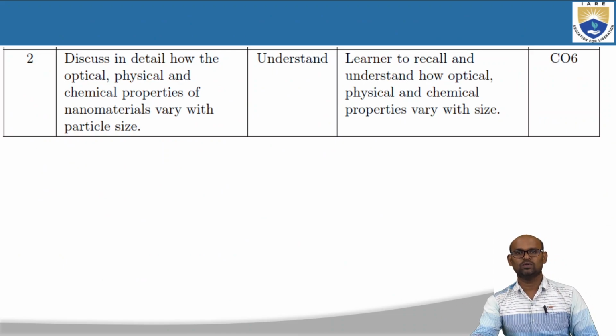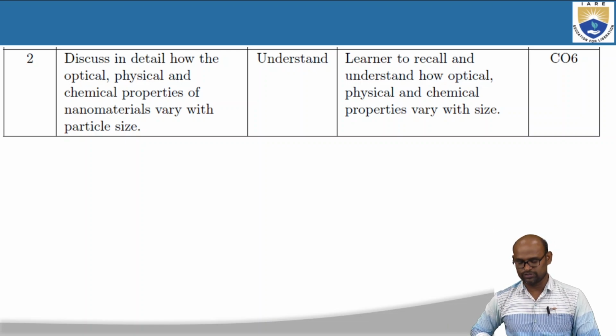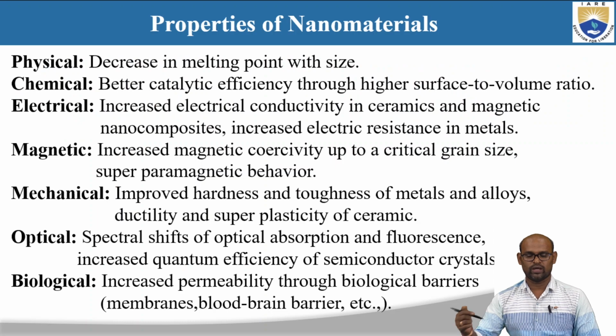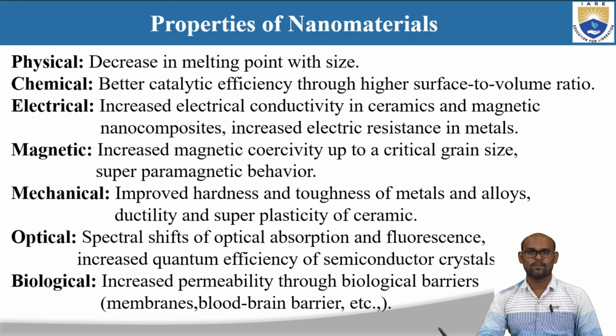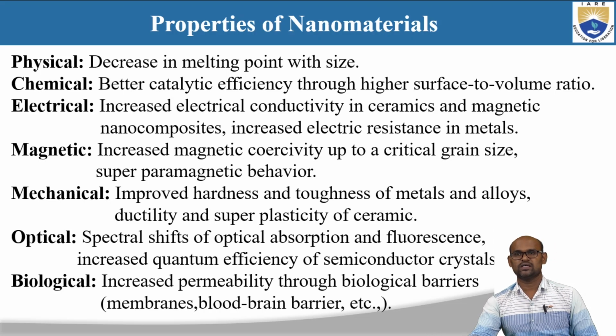Discuss in detail how the optical, physical and chemical properties of nanomaterials vary with particle size. So how do the properties of this nanomaterial change with size? For example, physical properties: decrease in melting point with size. As you reduce the size of the nanoparticle, the melting point will also decrease. Chemical properties: as the size is reduced, the material becomes better in catalytic efficiency through higher surface to volume ratio.